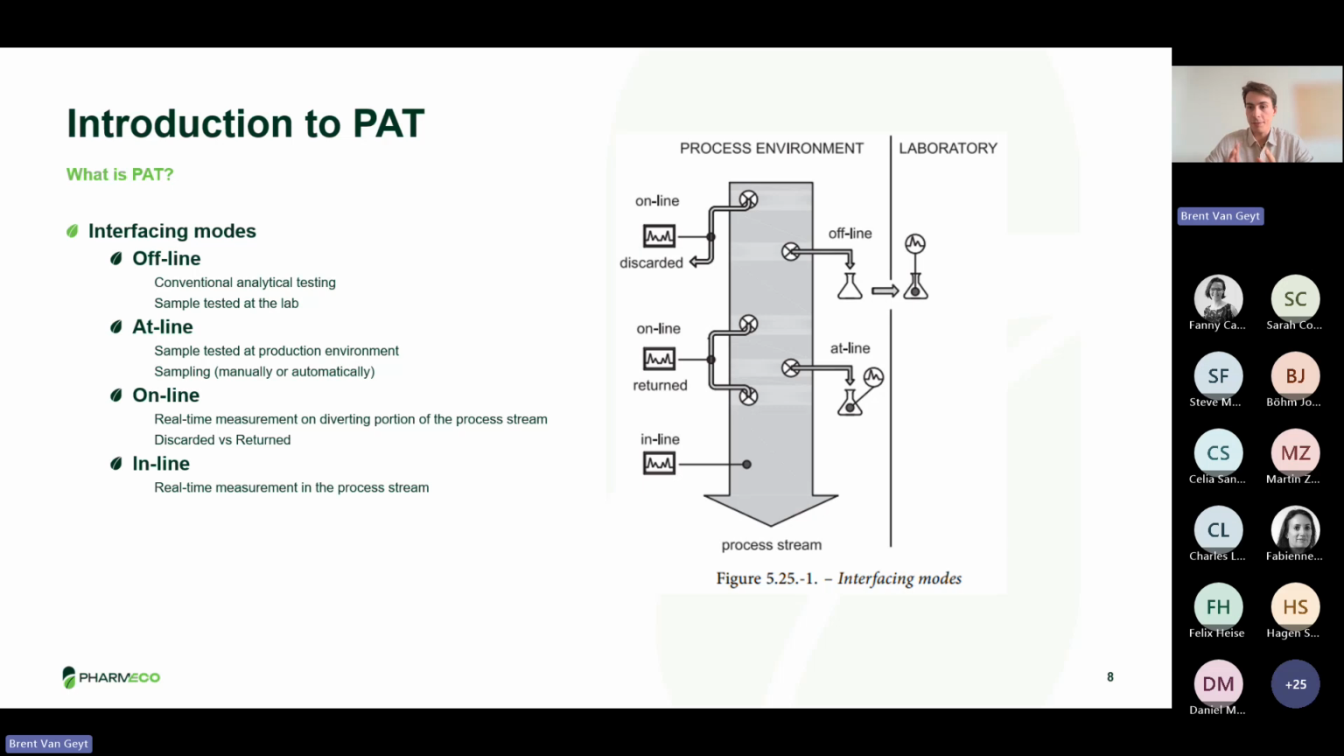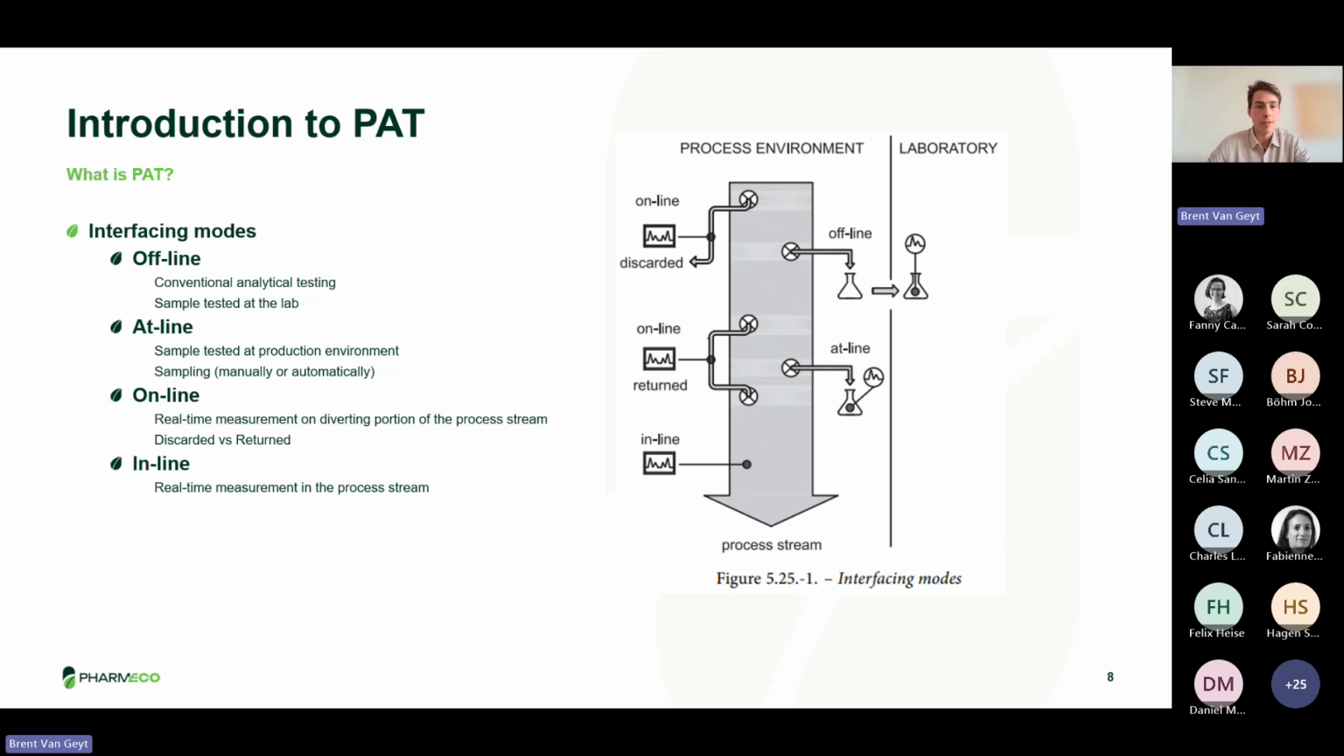Now, PAT, where can it be implemented? So some theoretical things. First, we have offline. We have a conventional analytical test we do on a sample we took from our process stream. So if you look at the process stream, we take a sample, bring it to the lab and measure it there. That is offline. Then we also have at-line. This is where we take a sample again from our process stream. This can be manually or automatically, but the biggest difference is we sample it at the process site itself. So we don't go to the lab.